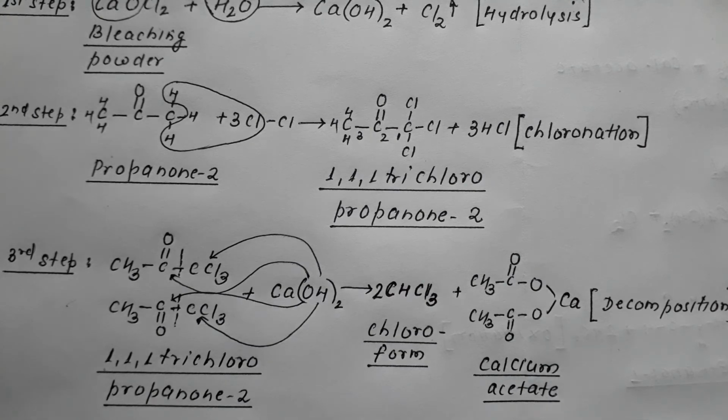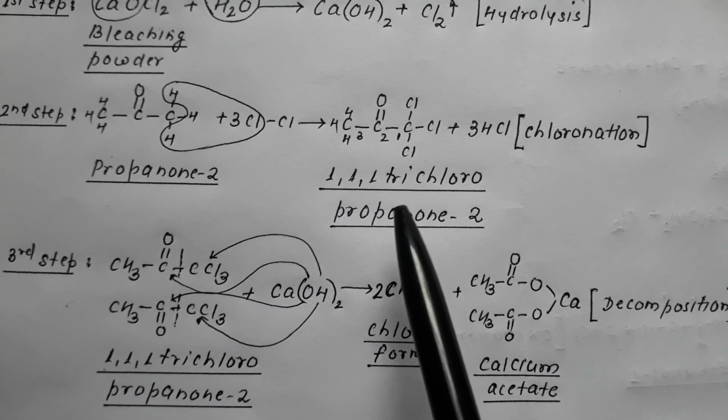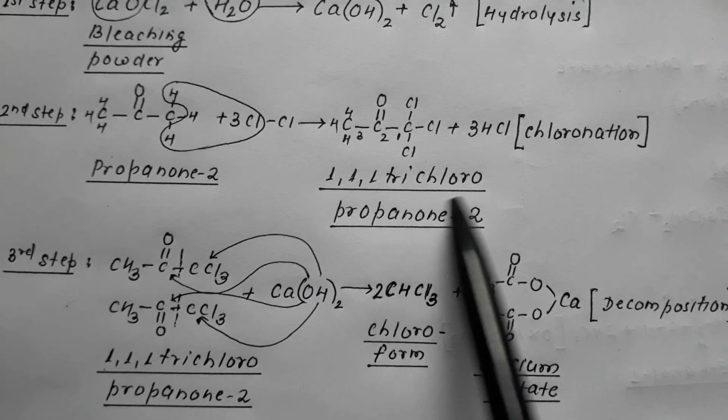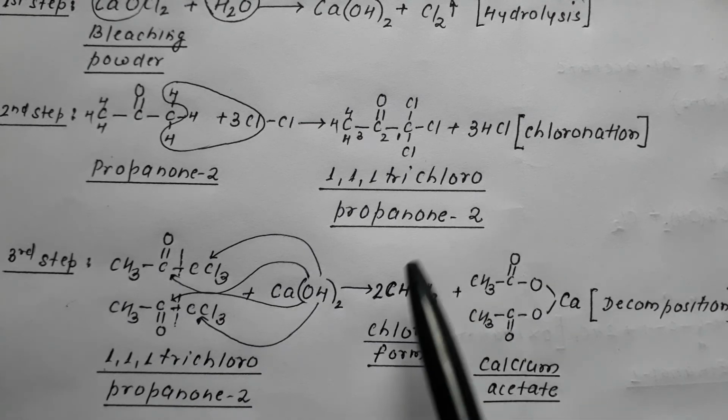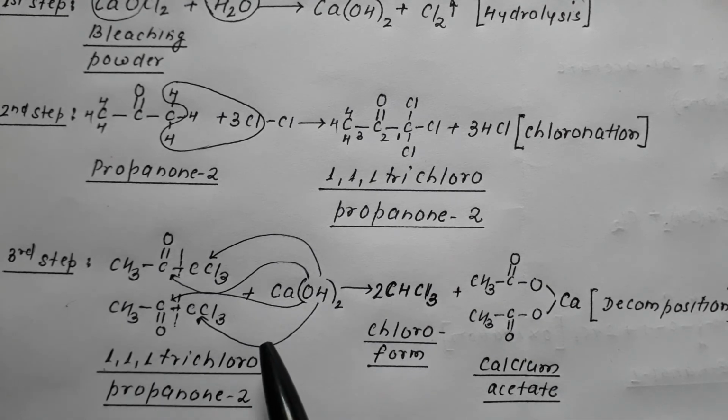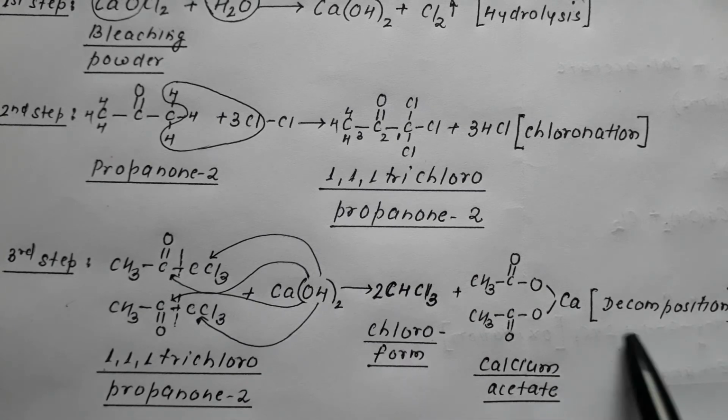So in the third step, this 1,1,1-trichloropropan-2-one, which is formed in step number 2, reacts with calcium hydroxide, giving chloroform and calcium acetate, and this step is termed as decomposition.